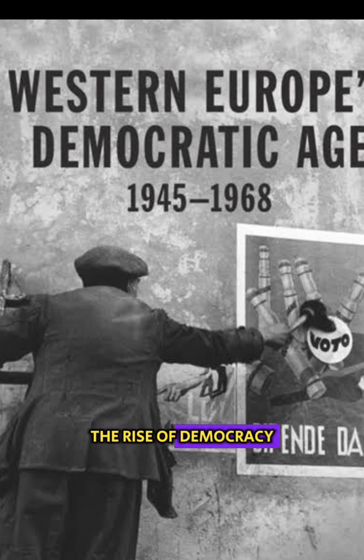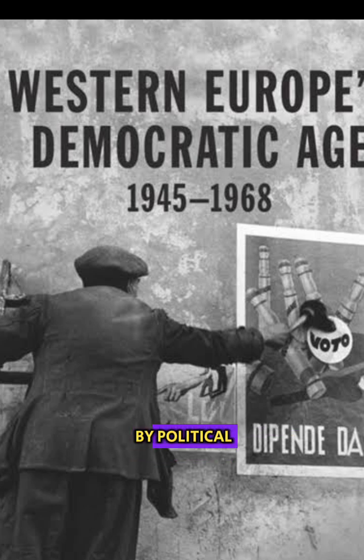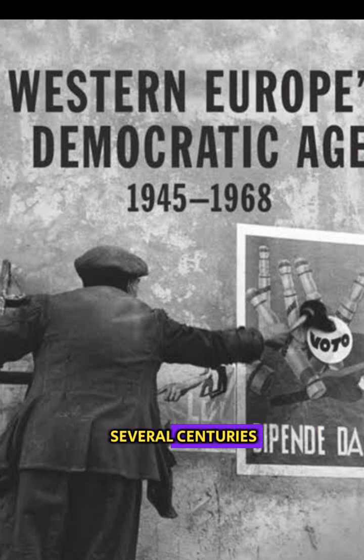The rise of democracy in Europe was a gradual and multifaceted process influenced by political, social, economic, and intellectual developments over several centuries. Below is an explanation of the phenomenon and its causes. Explanation of the rise of democracy in Europe. Democracy in Europe emerged as a response to autocratic rule, feudalism, and the desire for more representative governance.